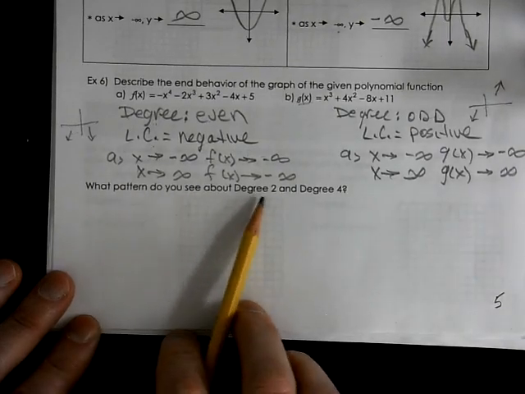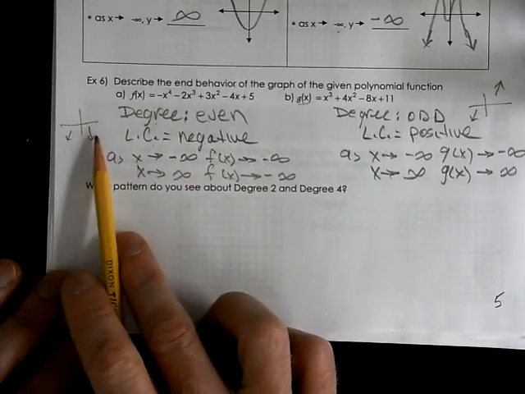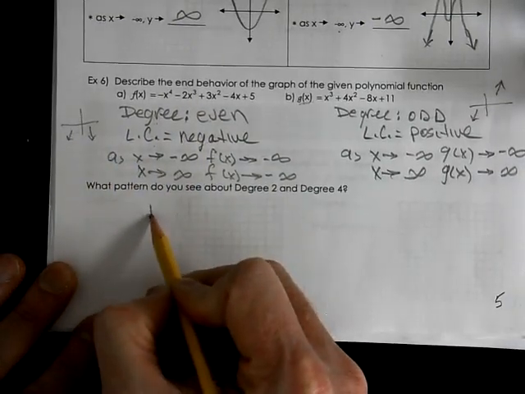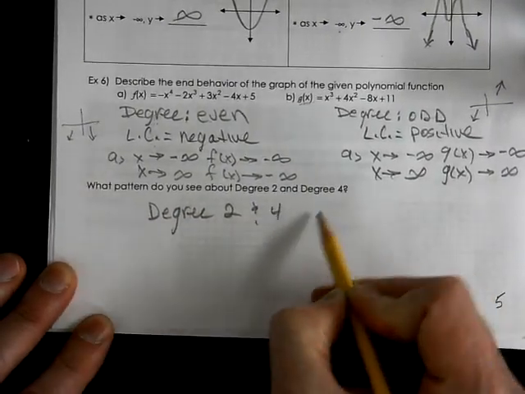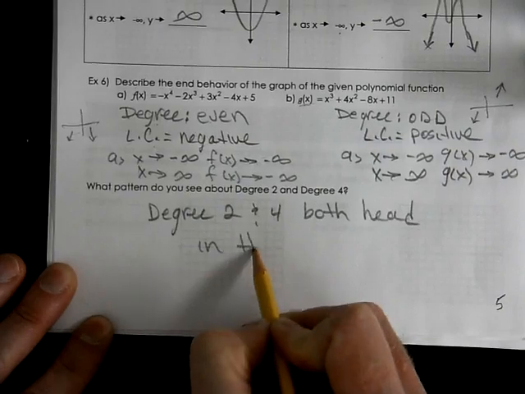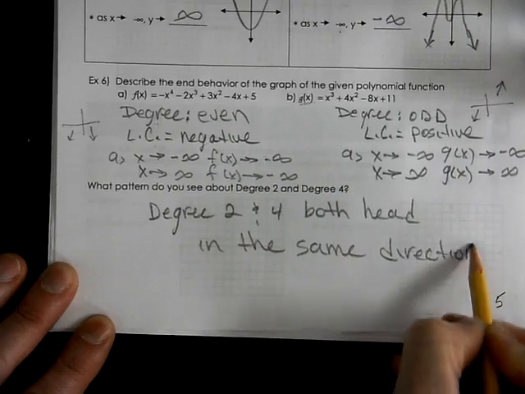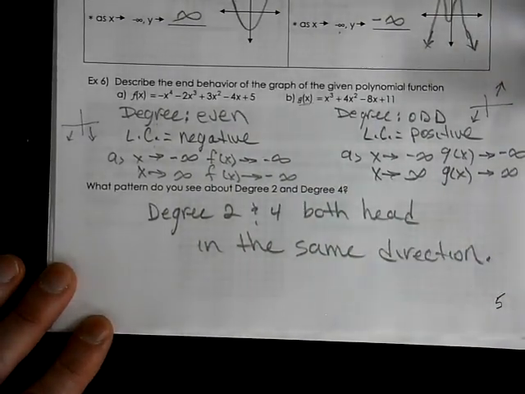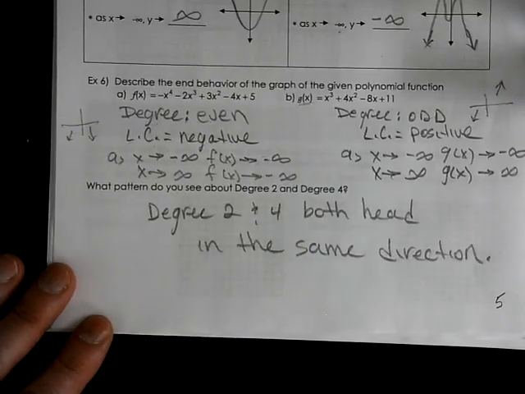What pattern do you see about degree 2 and degree 4? This is a degree 4. Degree 2 and 4 both head in the same direction. We don't know if it's heading up or heading down, except if it's positive or negative. But the degree of 2 or 4 tells us that it's going to be going in the same direction. Odds will go in opposite directions.